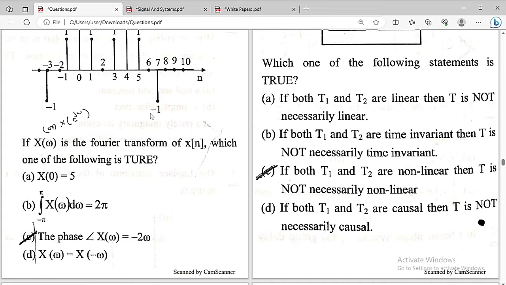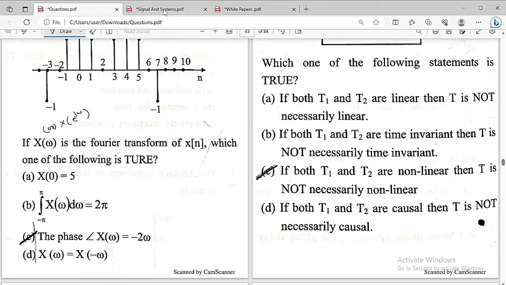Then which one of the following is true? Out of these four options, we need to figure out which is true. Option A is X of 0 is equal to 5, option B is the integration from minus 5 to plus 5 of X of omega d omega is equal to 2 pi, option C is the phase angle of X of omega is equal to minus 2 pi, and option D is X of omega is equal to X of minus omega. Out of the four options, option C is the correct solution of this question.